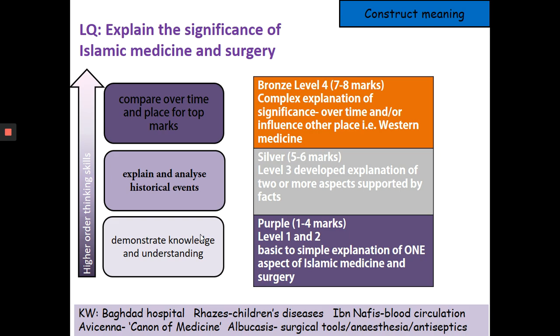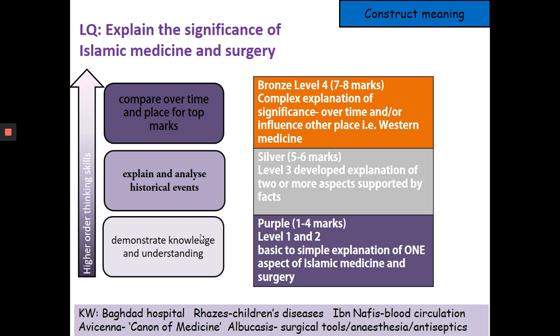And on the right-hand side, from purple, which is a basic and simple explanation of one aspect of Islamic medicine and surgery. Hopefully you will progress to do something a bit more developed, to get into silver, which is an explanation of 2 or more aspects supported by facts. And then finally, we'll be hitting the jackpot with the bronze level, which will get you 7 to 8 marks, which is a complex explanation of the significance, also including its significance over time and its influence over other places, for example, Western medicine.